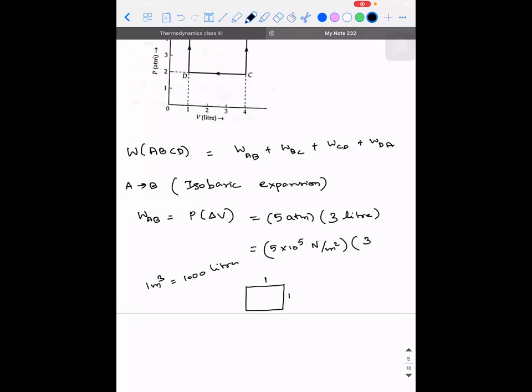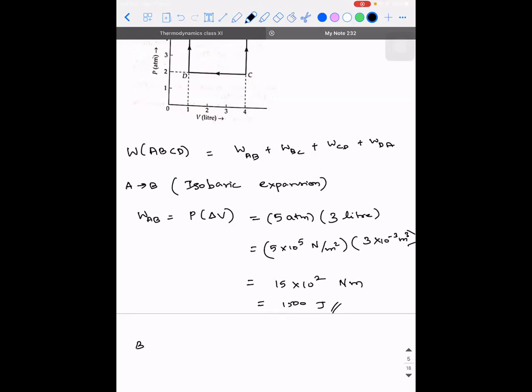So 1 liter will be how much? 3 into 10 power minus 3 meter cube. Guys, are you able to understand? Yes, sir. This is a very, very important conversion. So 5 into 3 is 15 into 10 power 2 Newton meter. That is 1500 joule.